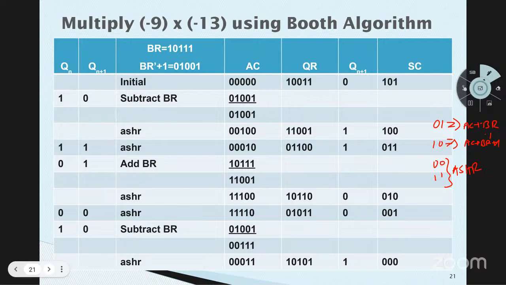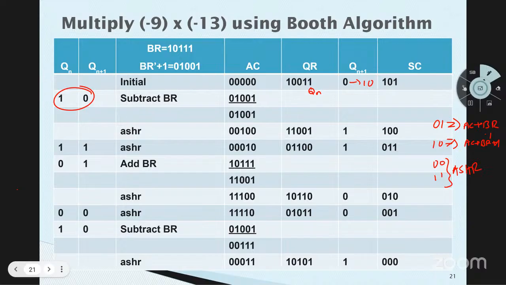0 1 అంటే AC plus BR and 1 0 అంటే AC minus BR. Now what is the QN value? This is the QN and this is the QN plus 1. Initial game ఉంది ఇక్కడ 1 0. If QN is 1 and QN plus 1 is 0, then which operation we need to perform? Subtraction operation, అంతేనా?